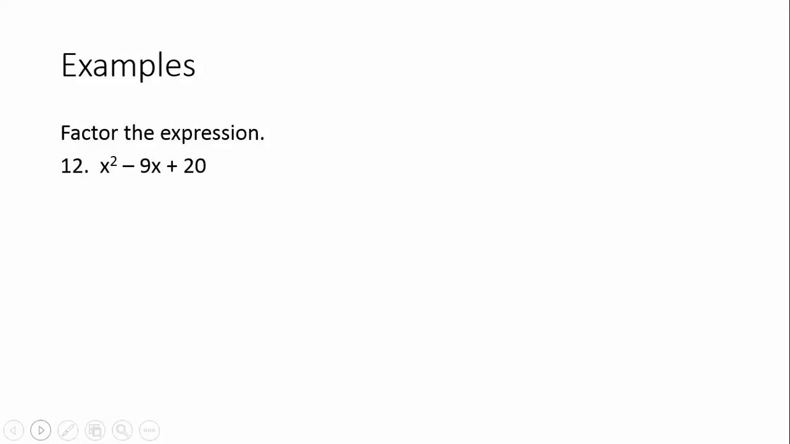Number 12, we have x squared minus 9x plus 20. 13, y squared plus 13y minus 48. 14 is x squared plus 2x minus 48. 15 is m squared minus 17m minus 60. 16 is d squared plus 17d minus 60.